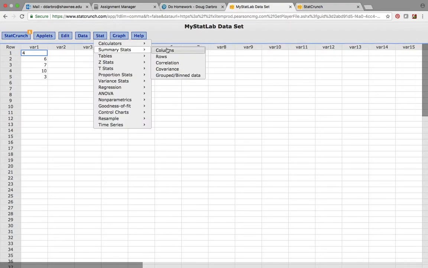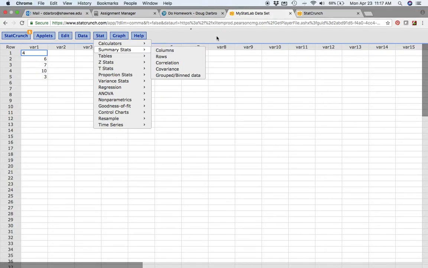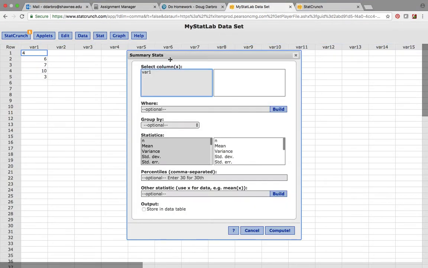So stat, summary stat, column. Let me make sure something, yeah. So what do I need? I need the variance, standard deviation, the range, and the coefficient of variation. All right.